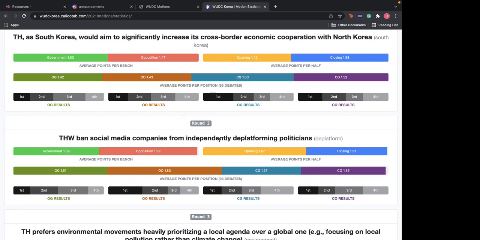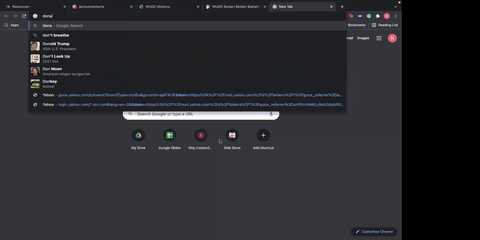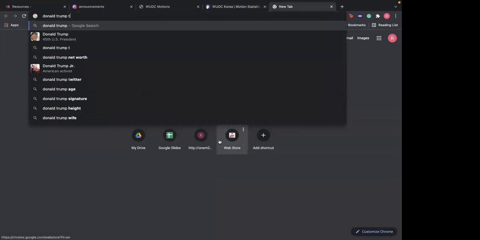But I'll use this as an example. Deplatforming, especially in terms of social media, is when a social media company removes someone from the platform. So if you've recently read the news, you know that Donald Trump does not exist on Twitter. I can show it to you right now. Donald Trump Twitter.